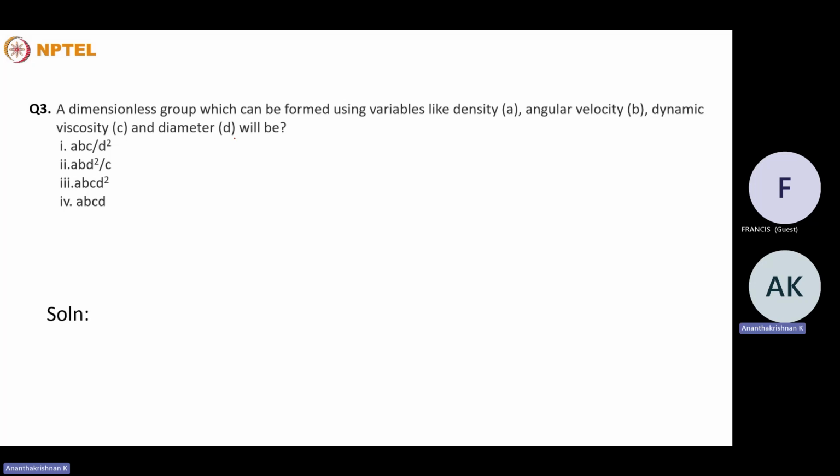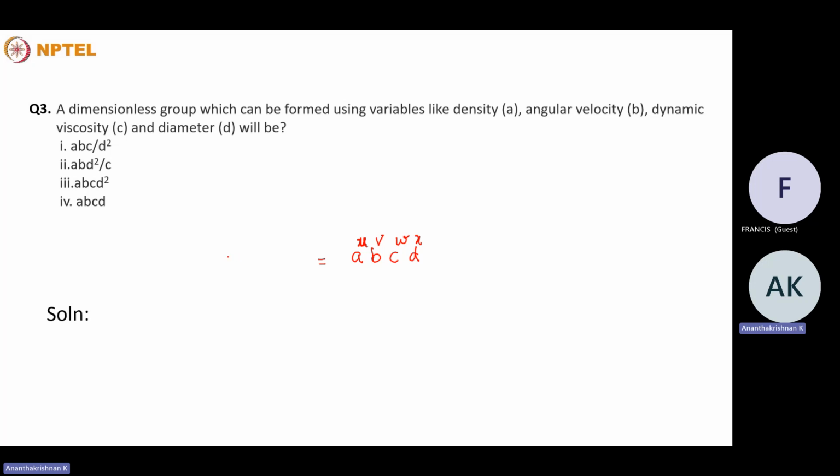Basically, a dimensionless group means the degree of the independent fundamental variables used for this analysis will be zero. So for a combination, take the power of the first quantity A to be X, the second quantity B, angular velocity, to the power V, the dynamic viscosity to the power W, and the diameter, represented by D, to the power S. These combine together to give the dimensionless group.